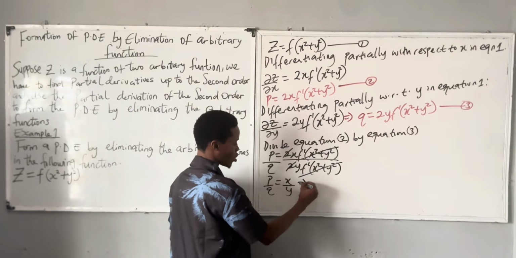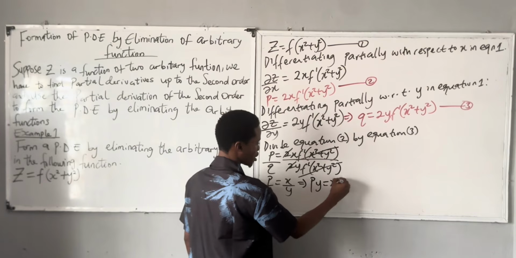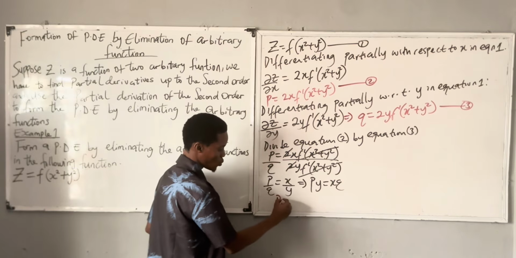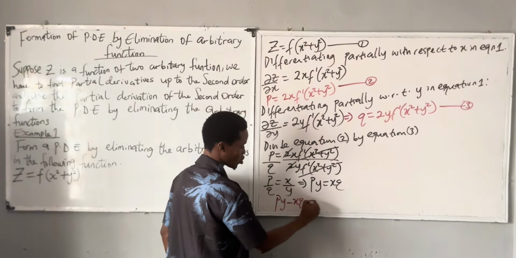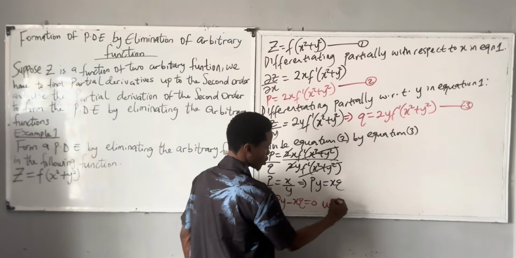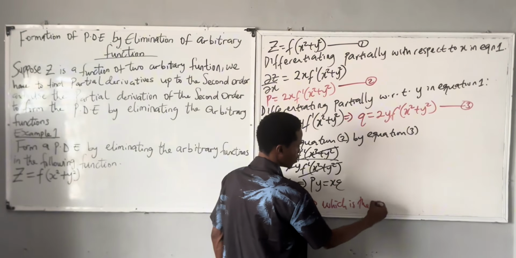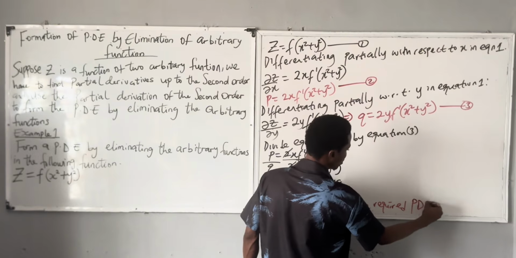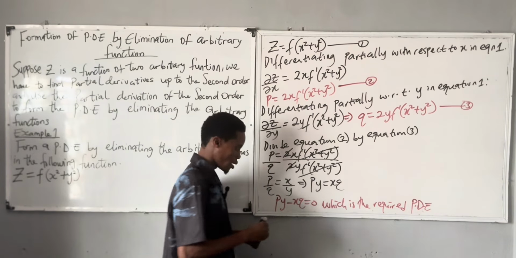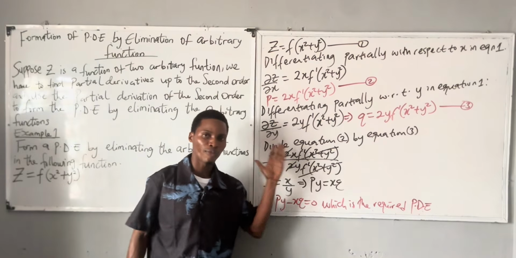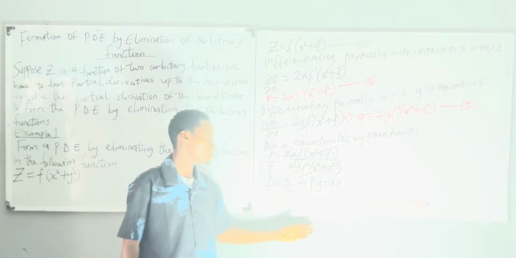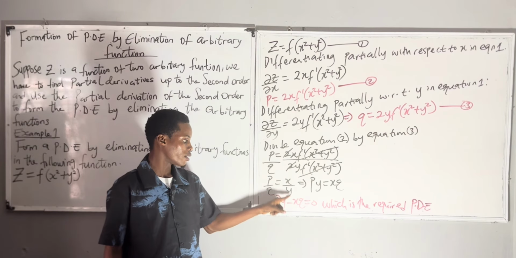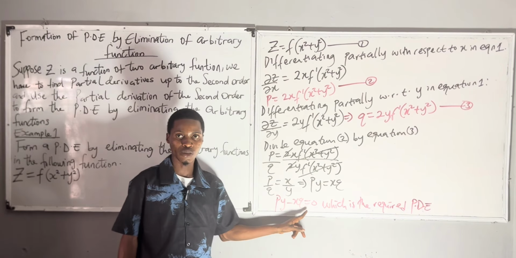I'm going to cross multiply. If I cross multiply, I'm going to have Py is equal to what? Sq. So I can take this Sq to the left hand side. So I'm left with Py minus Sq is equal to 0. Which is the required P.D.E. It means I have formed a new P.D.E by eliminating the arbitrary function, which gives Py minus Sq is equal to 0.